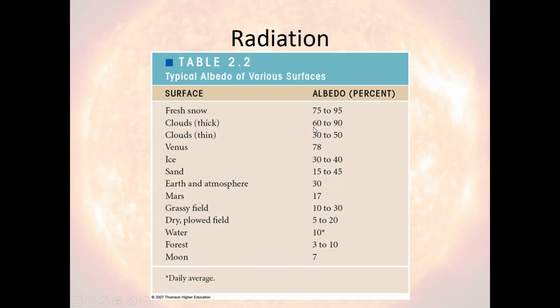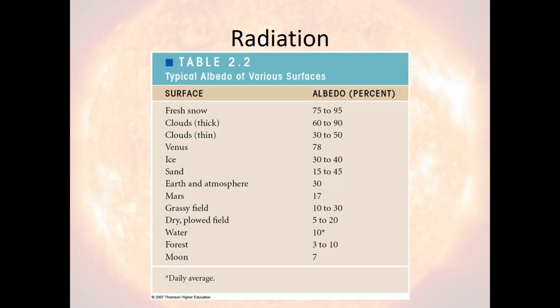Here are a few other planets. Venus has a 78% albedo, Mars has a 17%, Earth has a 30%, and then these are just some other numbers. You don't need to memorize these. I just want you to see them and kind of know, okay, some objects have higher albedos, others have lower albedos. But here's what I would like you to know.